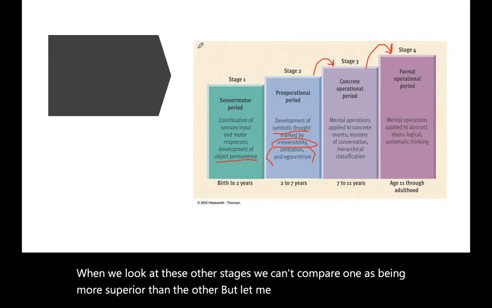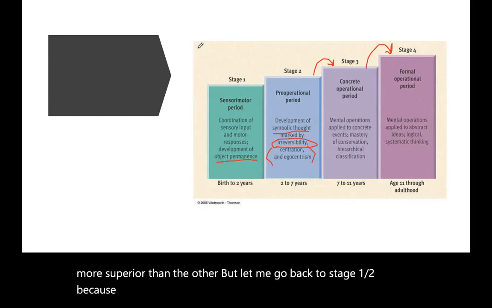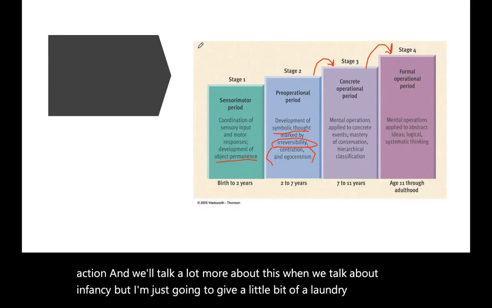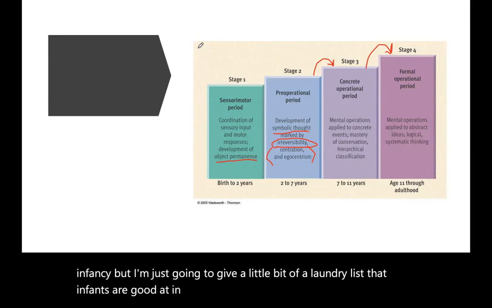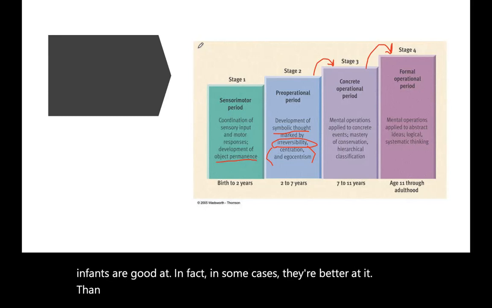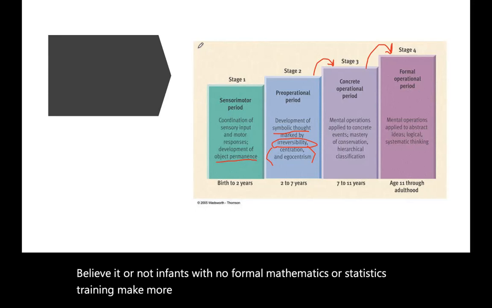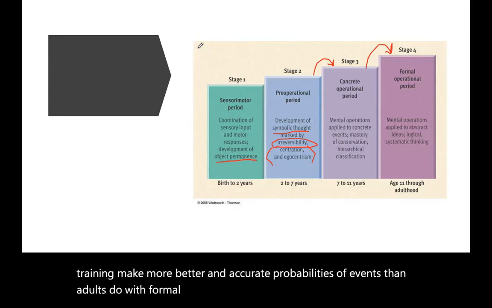But let me go back to stage one, too, because we know that this period is not just about sensory motor action. We'll talk a lot more about this when we talk about infancy, but I'm just going to give a little bit of a laundry list that infants are good at. In fact, in some cases, they're better at it than adults are. For example, statistics and probability and mathematics. Believe it or not, infants with no formal mathematics or statistics training make more accurate probability judgments of events than adults do with formal statistics and logic training.